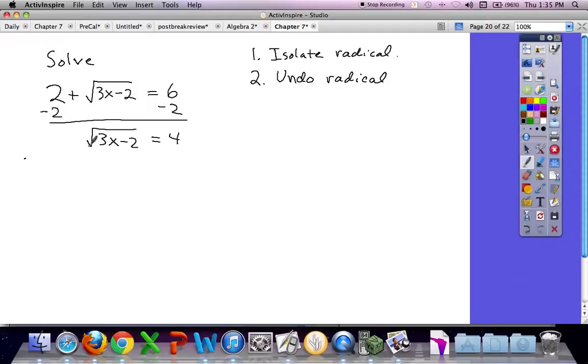In this case, we have a square root, so we will square both sides. When you square a square root, you get what's inside. So we squared a square root. It's like they canceled. So we're left with 3x minus 2 equals 16.